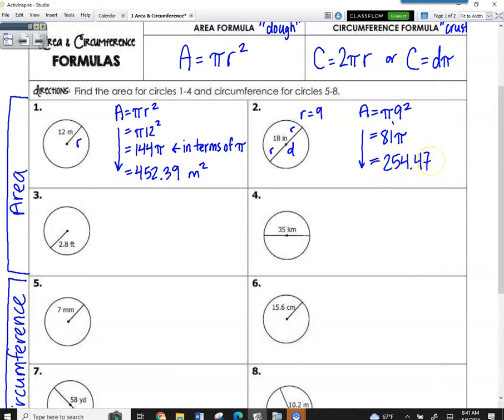254.47. Do I write inches or inches squared? Squared. Because the formula had a squared. That's how you always know. Because the formula had a squared. Alright, I think you'll be fine on 3 and 4.